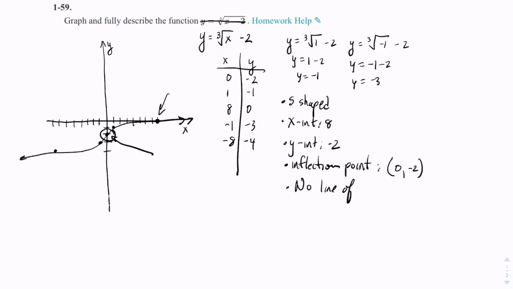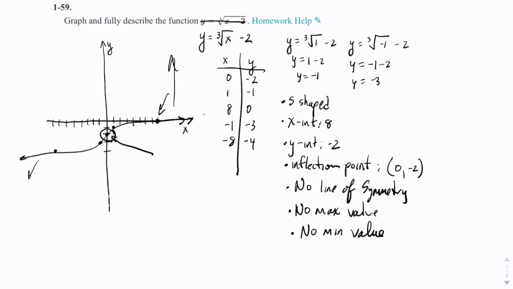The maximum value, how high does it get in the y? Well, it keeps going up and up and up slowly, but it keeps going up. So there's no max value. And subsequently, it keeps going down and down and down. So there's no minimum value. And I would say that if you listed all these characteristics, you've done pretty well.